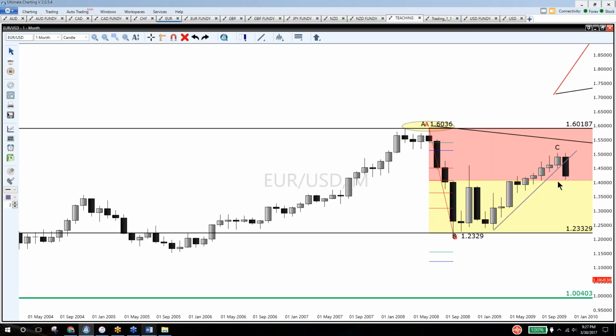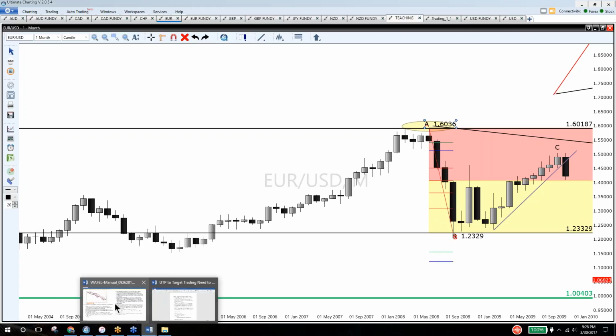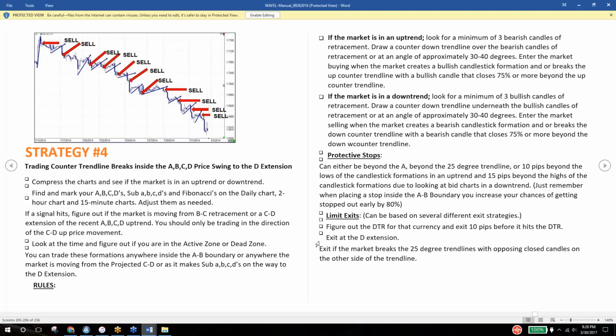So if I'm trading A, B, C, Ds, my stop loss is going to go beyond the A, and I'm going to look to limit out at the D extension, the appropriate D extension. In this case, it would have been the 1.618. If I'm trading a candlestick formation, then my stop loss will go above the candlestick formation, 15 pips above, and I'm going to look to go toward either the D extension or a lower low that makes equity management sense. Okay, all this is mentioned in the actual strategy.